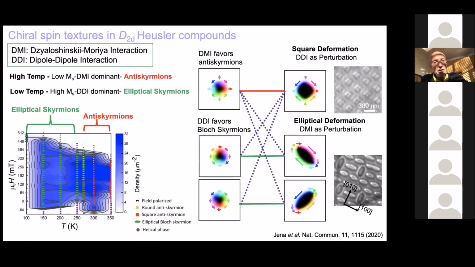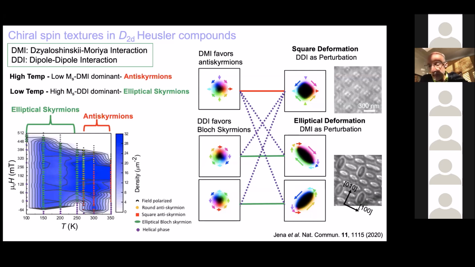Now, what we find is that depending upon temperature, we can stabilize the elliptical skyrmions at low temperature and the anti-skyrmions at high temperature. The reason for this is that at lower temperatures, we believe we have a higher magnetization and a stronger role of the dipole fields. And it turns out in this system, because of this low symmetry, dipole-dipole interactions play a very important role. I didn't discuss that, but that is responsible for the size dependence of these objects. As you change the thickness of the lamella, the role of the dipole-dipole interactions changes.